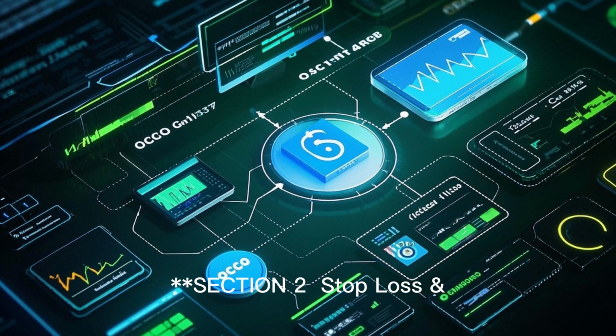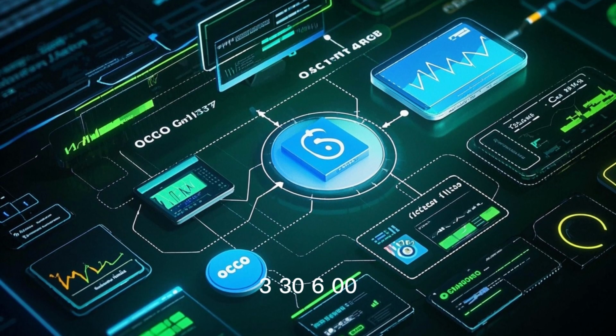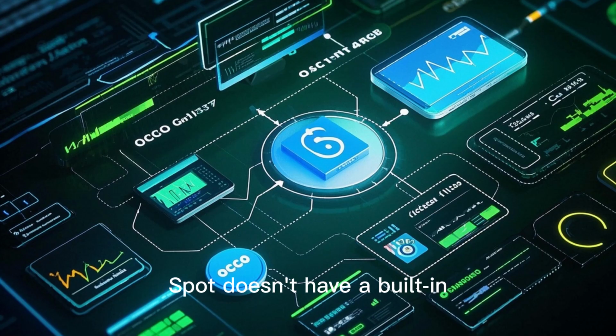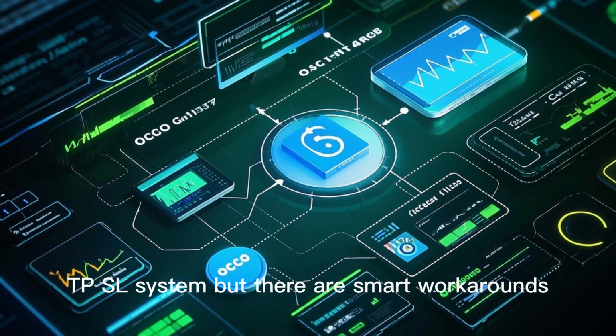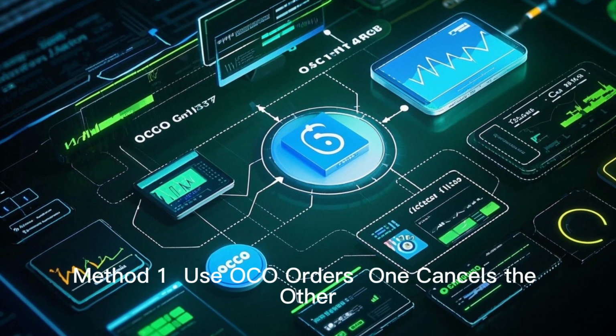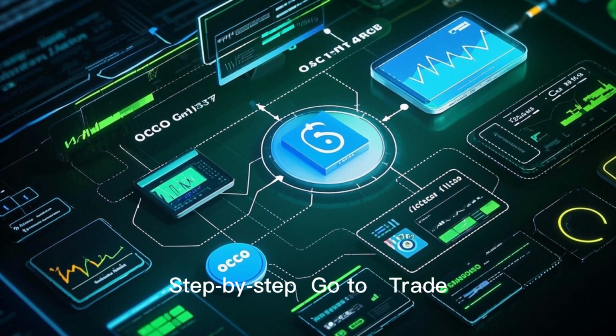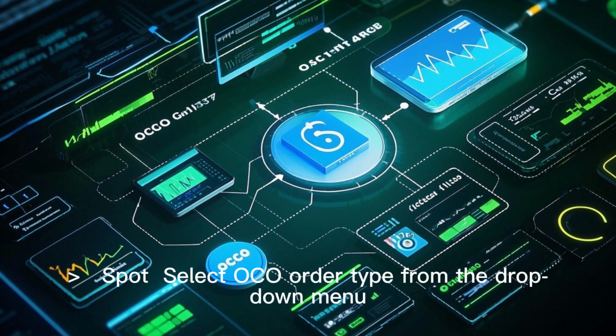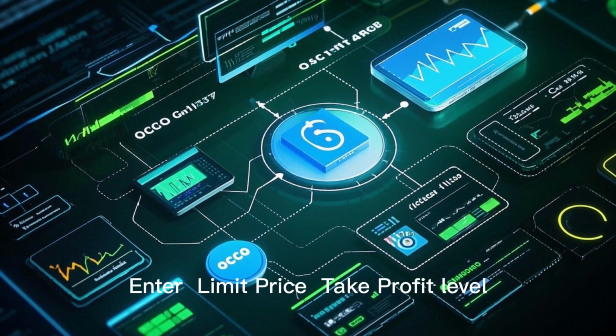Section 2. Stop loss and take profit on Binance Spot. Unlike futures, Spot doesn't have a built-in TP/SL system, but there are smart workarounds. Method 1. Use OCO orders. Step by step. Go to Trade, then Spot. Select the OCO order type from the drop-down menu. Enter limit price, stop price, and stop limit price.